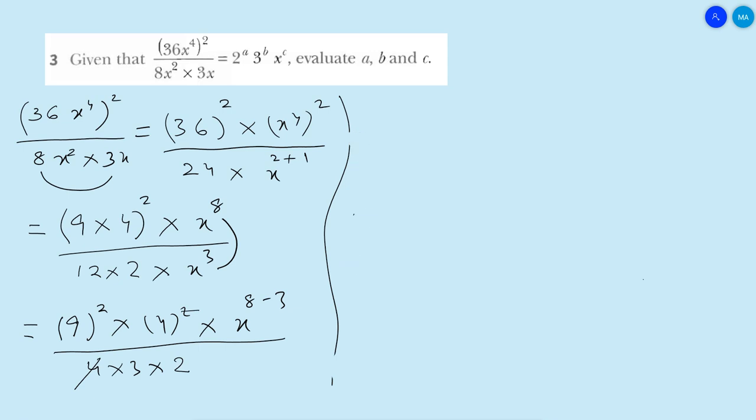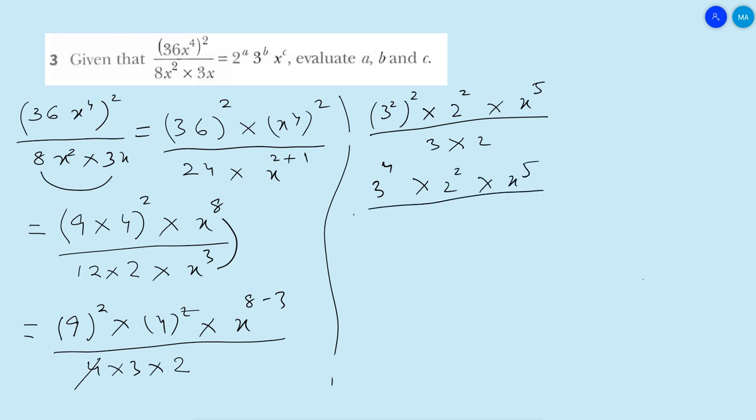Okay, students. Now, this is 9. 9 can be written as 3 square, and 3 square and 2 is already present. This 4 can be written as 2 square and this is x^(8 minus 3), which is 5, upon this is 3 and this is 2. So 3 to the power 2 to the 4 into 2 square into x to the power 5 upon 3 into 2.